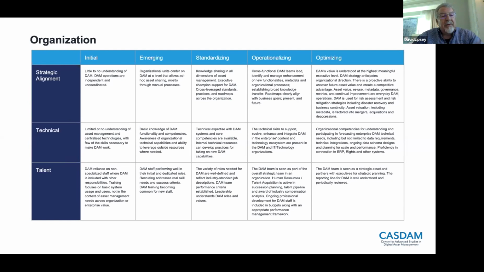And we then go through all of the various categories and say, how are we doing? So if we look at talent, we look at initial, DAM reliance on non-specialized staff, where DAM is included with other responsibilities. That's the pilot on approach. It's so common when DAM starts. Well, would you just help out with this project?